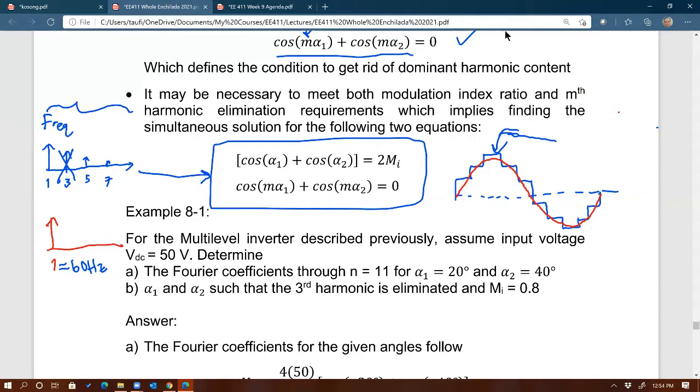Okay. All right. So what I'm saying is that with a multi-level inverter, it is still possible for you to lock into a harmonic location and get rid of it. That way, the low-pass filter requirements will be light, right? You don't have to put in heavy filtering.